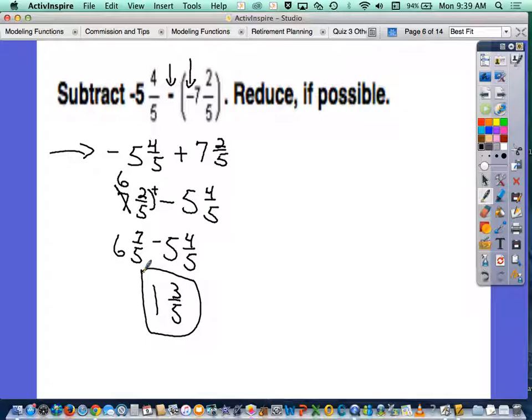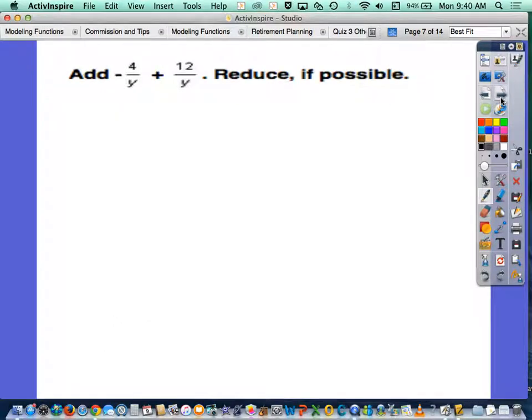And it was wrong because you can't reduce. Well, in this case, I said 90% of the time, if it says reduce, you're going to need to. This is that 10%.